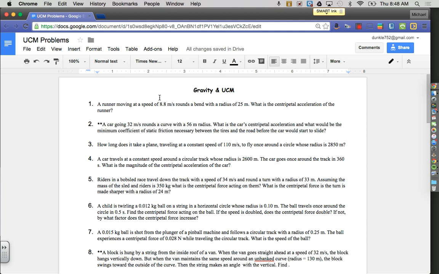All right, we're going to start talking about the uniform circular motion problems. Number one, a runner moving at a speed of 8.8 meters per second rounds a bend with a radius of 25 meters. We want to know, what is the centripetal acceleration of the runner?